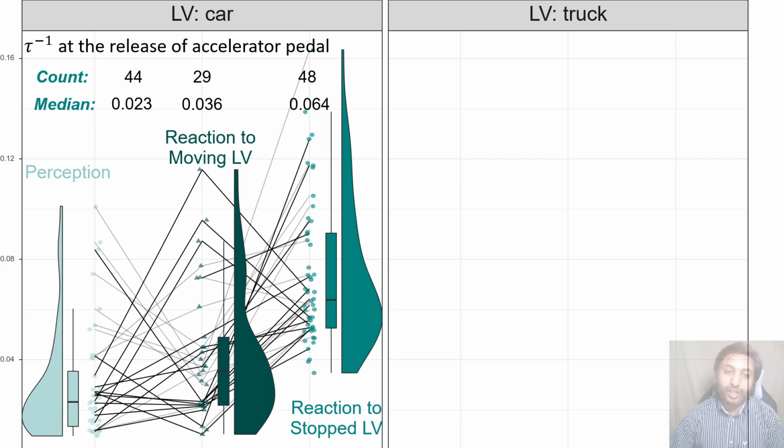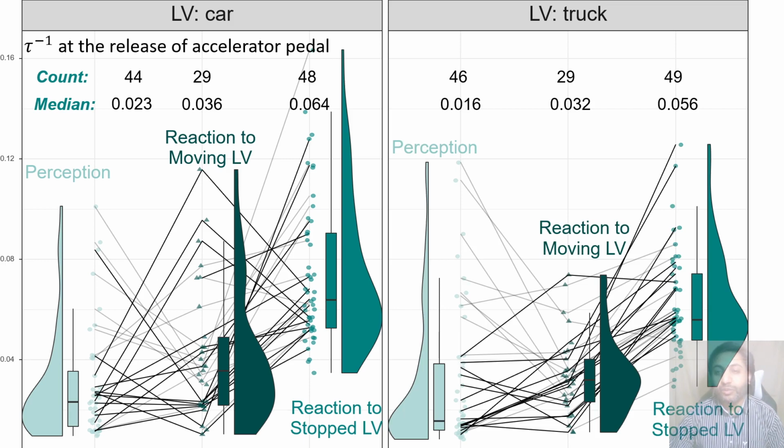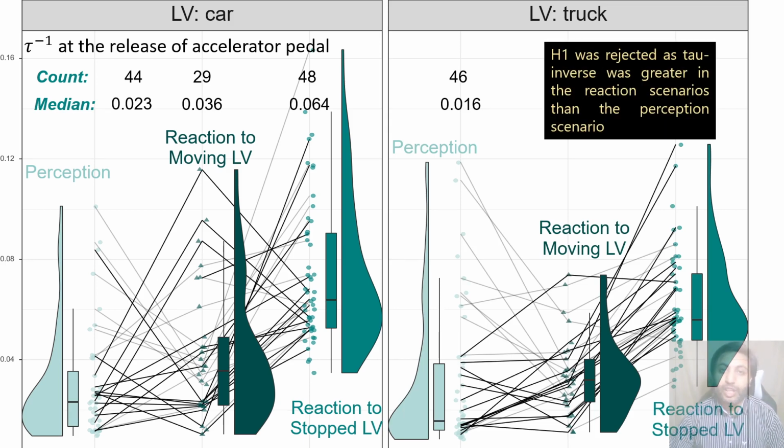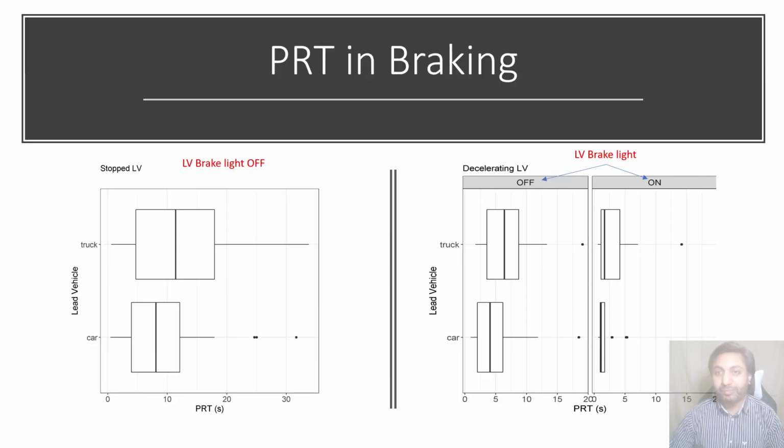Considering the variation among different drivers, we found that overall there was a higher value of tau inverse at which the driver released the accelerator in the two reaction scenarios compared to the perception scenario. And this held true for the lead truck case as well. Therefore, we rejected hypothesis H1 that suggested that drivers perceive and react at the same value of the perception threshold.